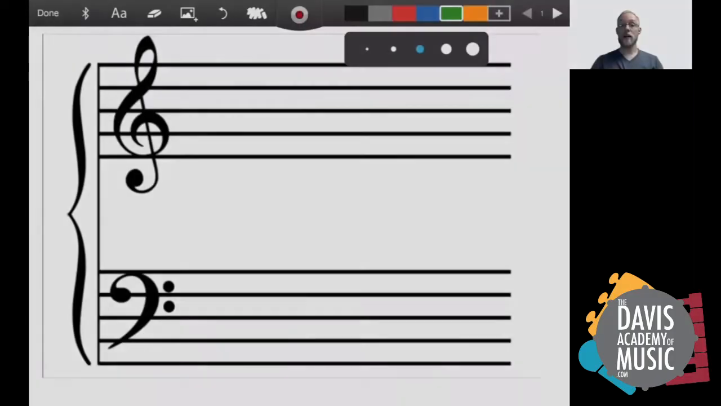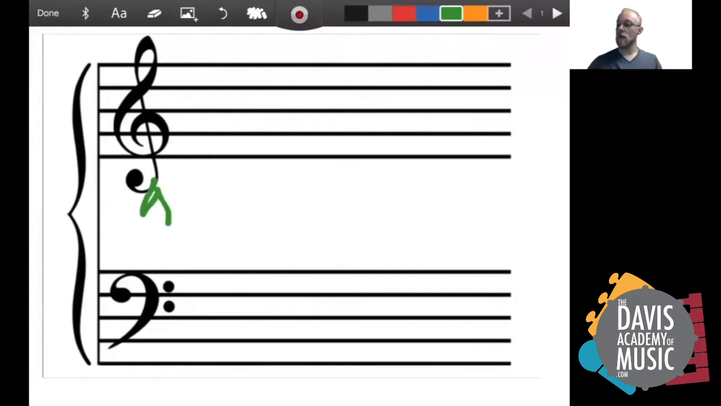In this video, I want to talk to you about how to find intervals on a staff. Here we have our grand staff. As a pianist, your right hand would be playing in the top staff, and your left hand would be playing in the bottom staff. So let's take our right hand and play some of the notes in the treble clef.